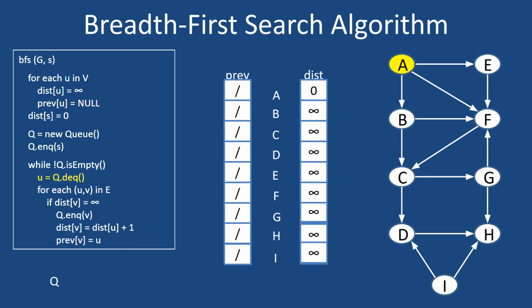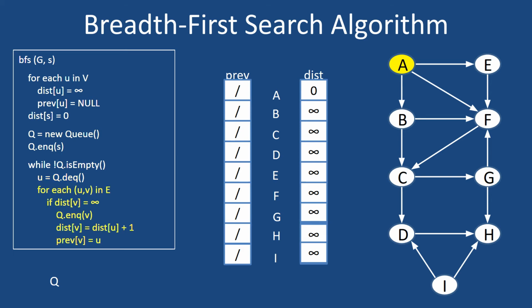And so what's this saying here? When we set previous of V to U, what are we doing? What will previous of B and E and F be set to? A. To A. Right, so that's what that does. And then that says make the distance to this new vertex one more than the distance from U. Okay? So let's see how that works.